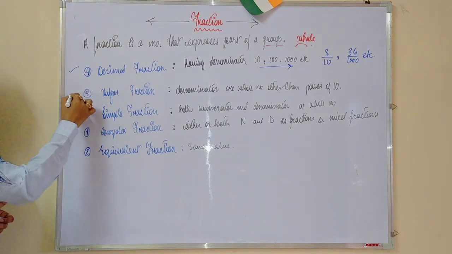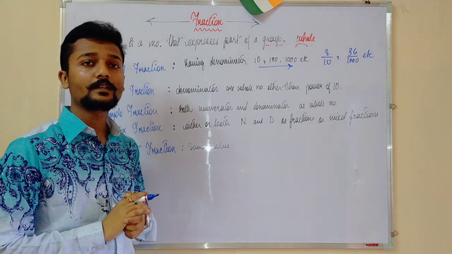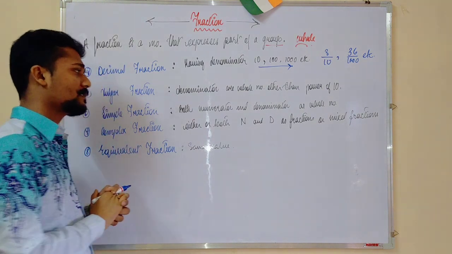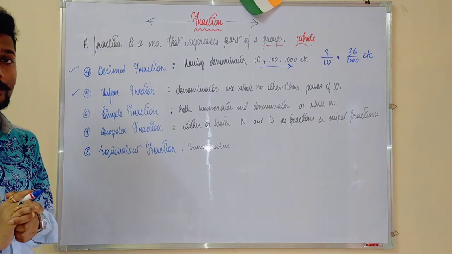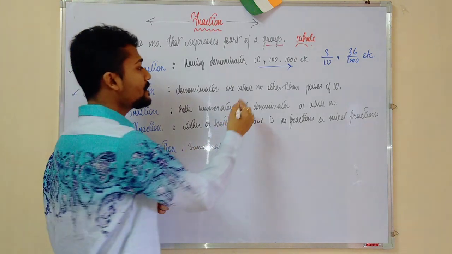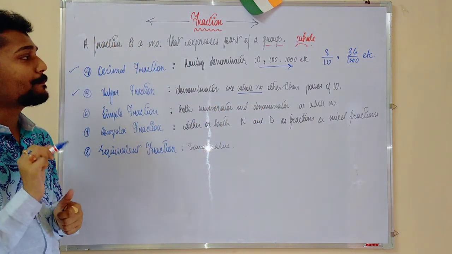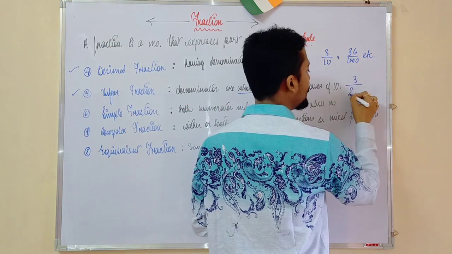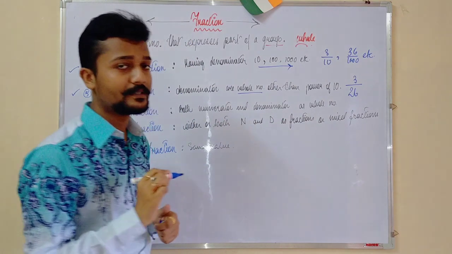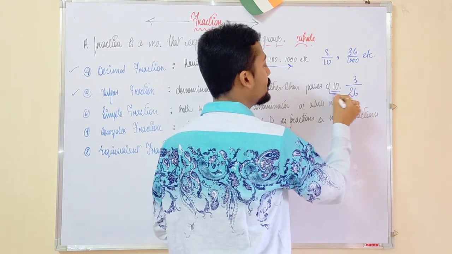Next, vulgar fraction. Now what are vulgar fractions? Vulgar fractions are those fractions in which the denominators are whole numbers, but other than powers of 10. That means, for example, 3 by 26. 26 is a whole number, isn't it? But 26 is not a power of 10. Power of 10 means what?